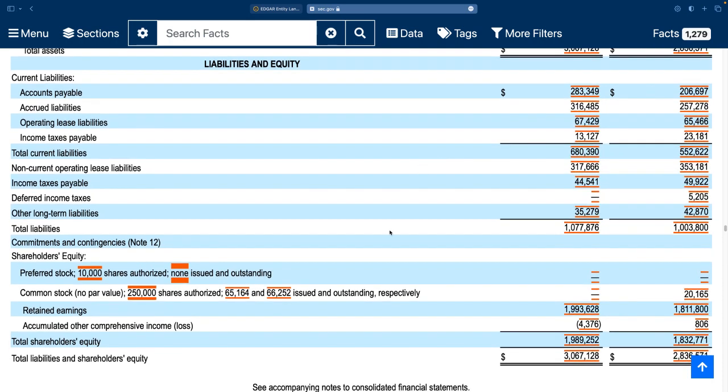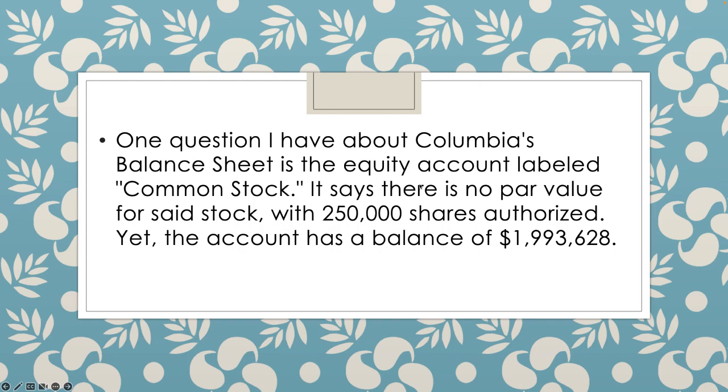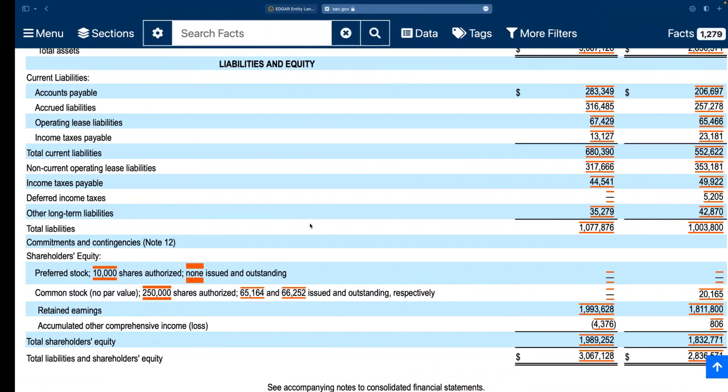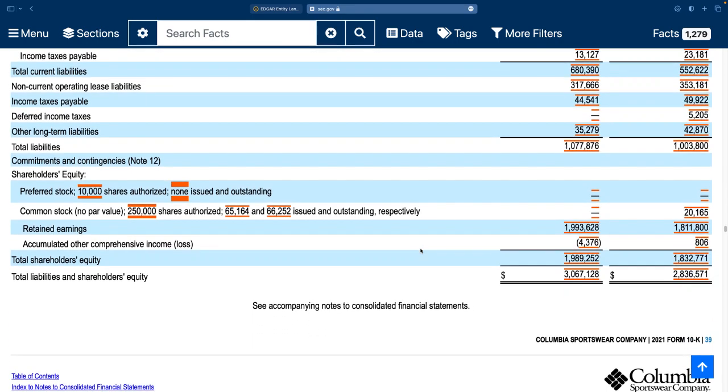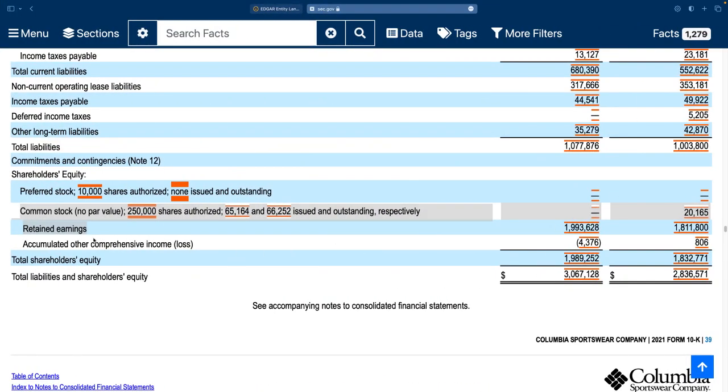First, let's be clear about what the student is asking about. They're asking about why common stock has an account balance of 2 million. Well, first of all, common stock doesn't have an account balance of 2 million. If I highlight common stock and bring it straight across, you can see that the 1993628, which is the number they're referencing right here, is actually in the row below, which is retained earnings.